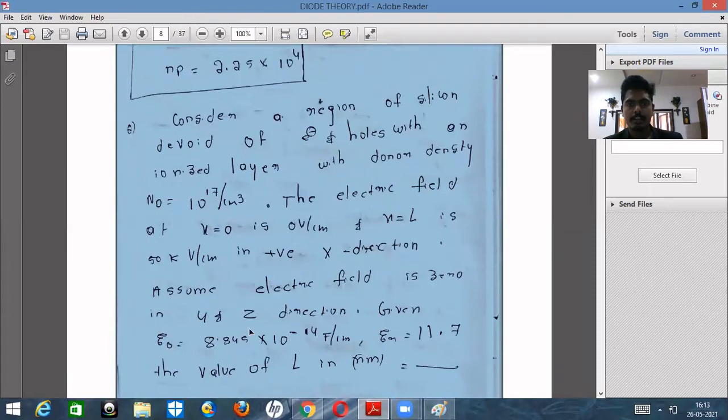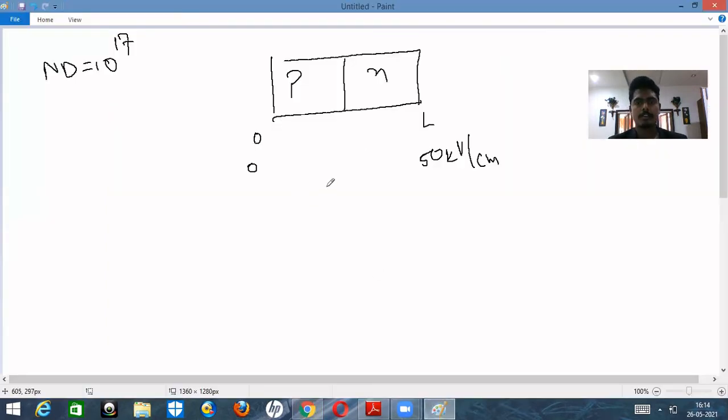Okay, so assuming the electric field is 0 in the y and z directions, given that epsilon naught is equal to 8.845 into 10 power minus 14 farad per centimeter, and epsilon r is equal to 11.7. The relative permittivity is given, and we have been asked for the value of L, right? So L is equal to question mark, and actually here there will be no P. They have said that there is no junction. So simply it's a silicon device. And since they have given Nd, it will be an N-type semiconductor, obviously. In this, the minority charge carriers will be holes.